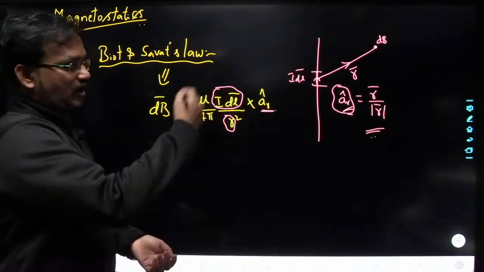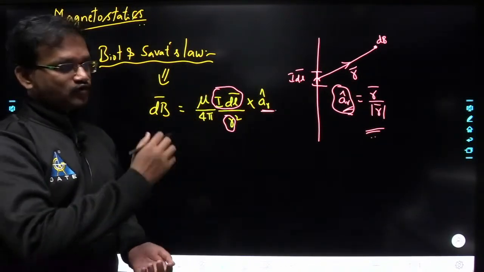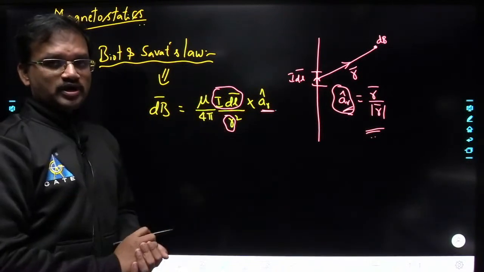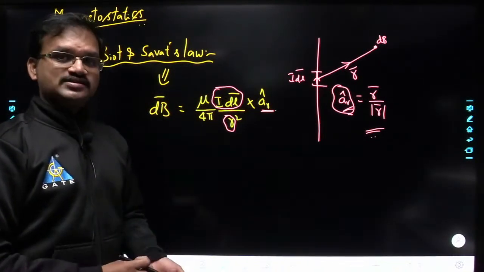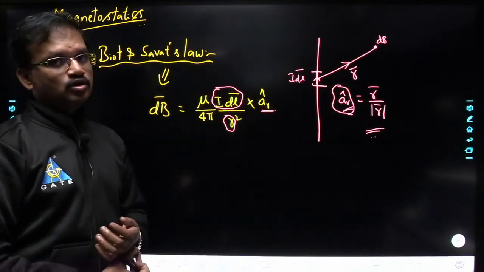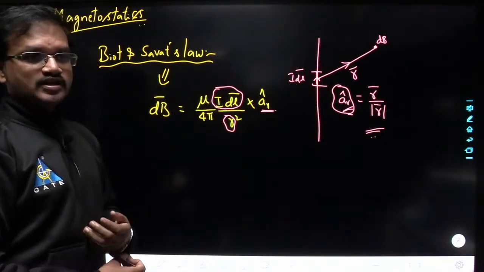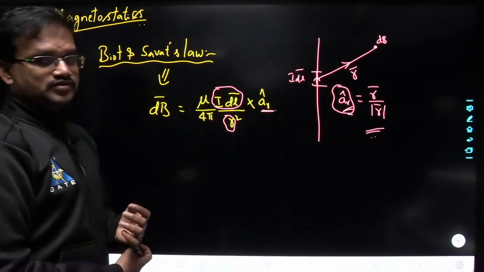And if you are having the circular loop, if the current is flowing around the circular loop, then we have determined the B field at the center of the circular loop, yes or no? So all these things we have seen here, right?